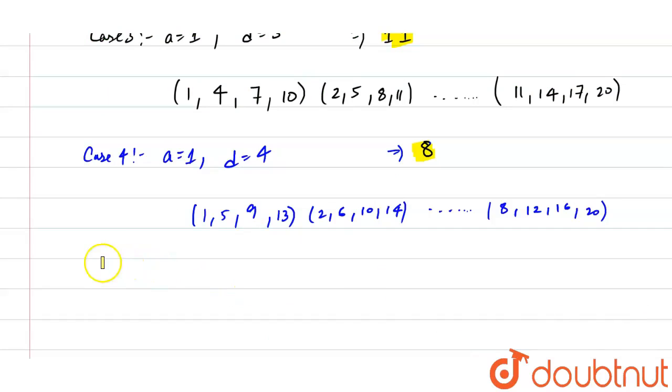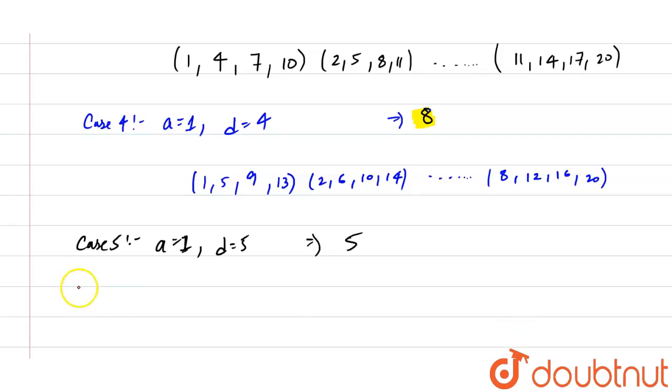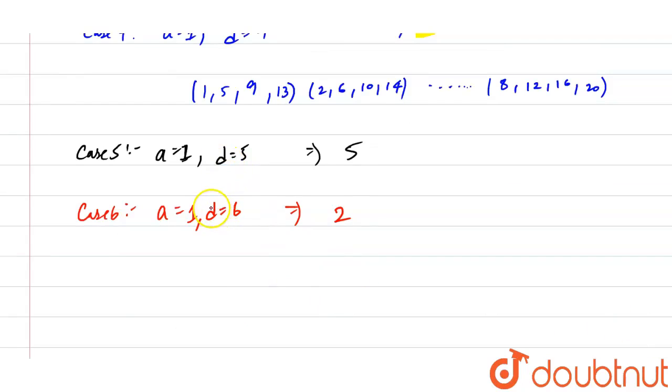And the other value that we get is in case 5, when we take the value A equal to 1 and D equal to 5, we get 8 minus 3, that is 5. And the last case that we get is in case 6, where A equal to 1 and D equal to 6, that is 5 minus 3, 2. Now we can't take the value of D equal to 7 because 2 minus 3 will become negative, and cases are not negative.